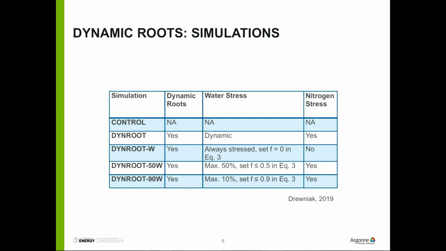So one of them, I have it set to a maximum of 50 or 0.5. So it's always a minimum of 50% water stressed. And then also I set it equal to less than or equal to 0.9. So there's no less than 90% or 10% water stress. So we have at least some minimum amount of root weight that's going to soil layers that have water in them.